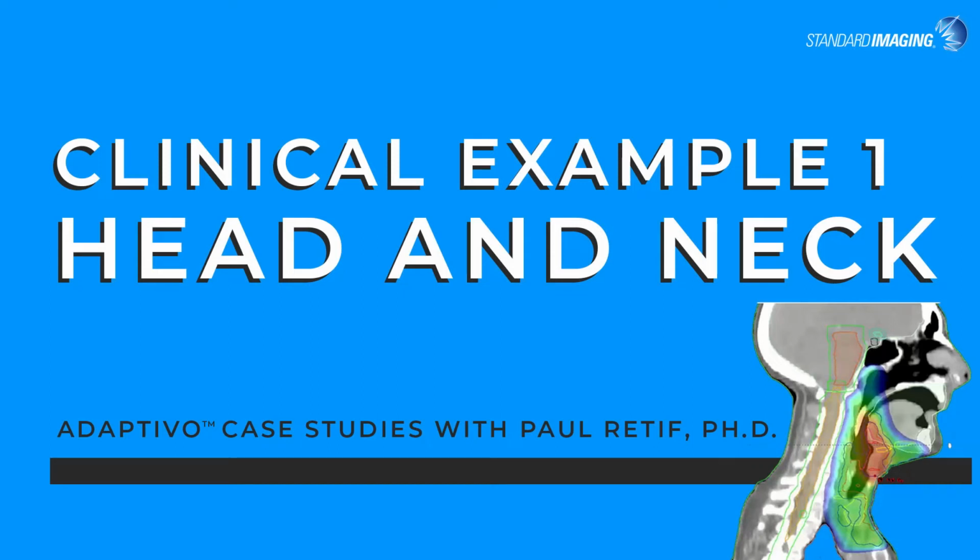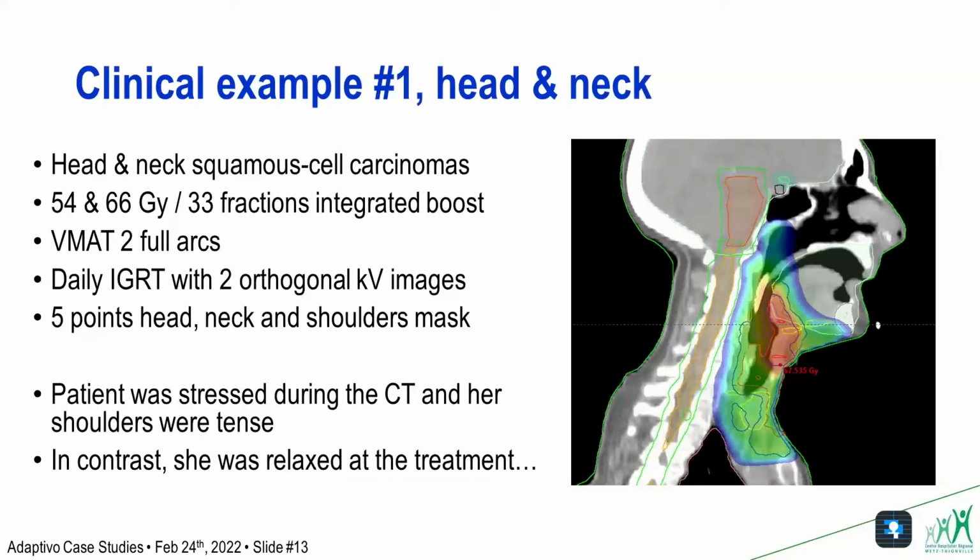So let's start with the clinical example. I have 4 examples. That's the first one. It's a head and neck treatment. Okay, a head and neck squamous cell carcinoma treated by 60 grays in 33 fractions, with an integrated boost.